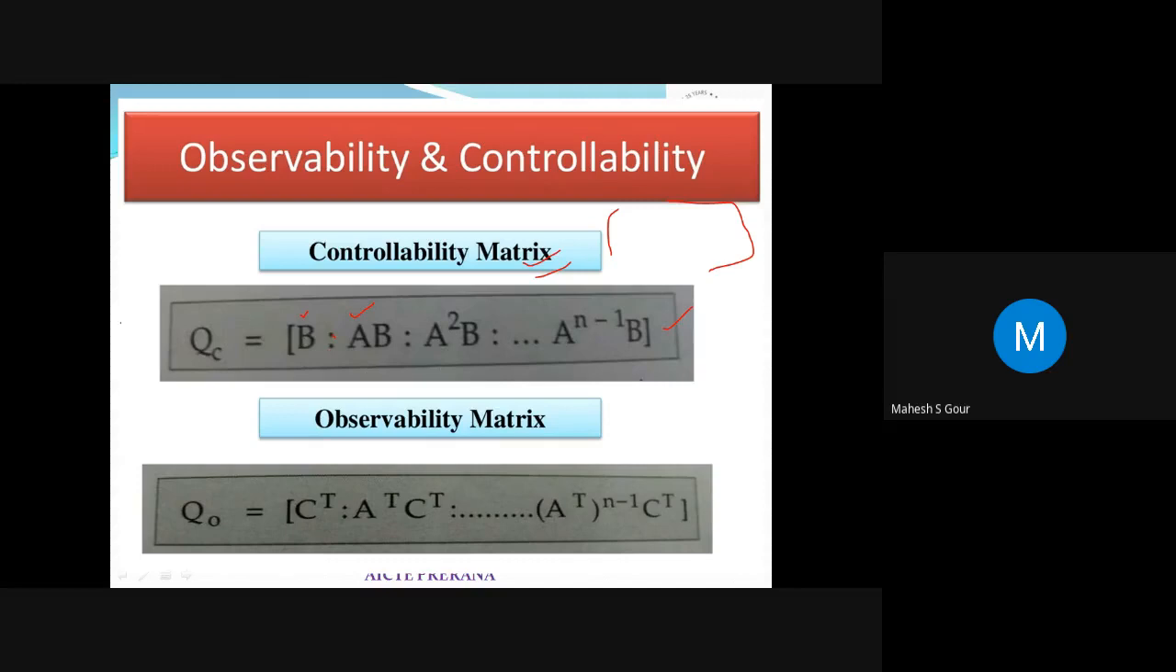It means, see, if QC is equal to 0, when I solve the matrix, if this becomes 0, then we will conclude that my control system is not controllable. I can't achieve my desired output. If QC is not equal to 0, it means I can achieve my desired output. Got it?